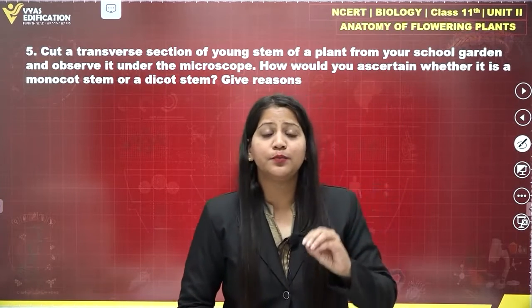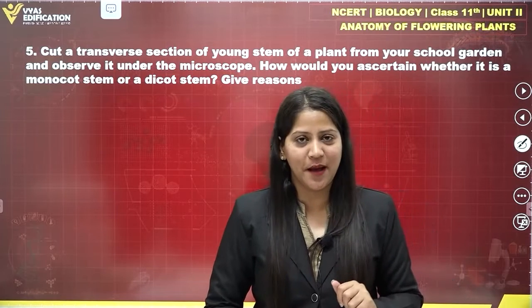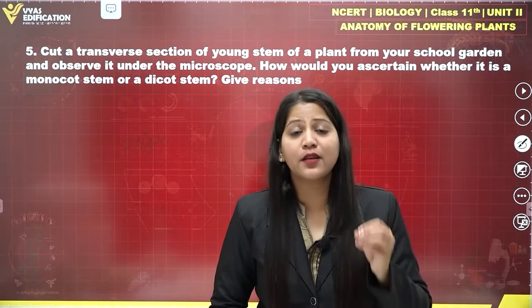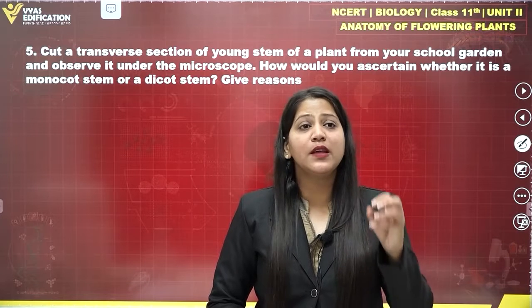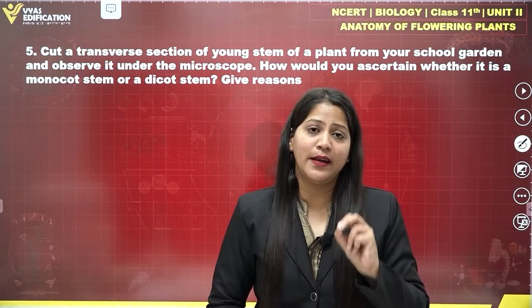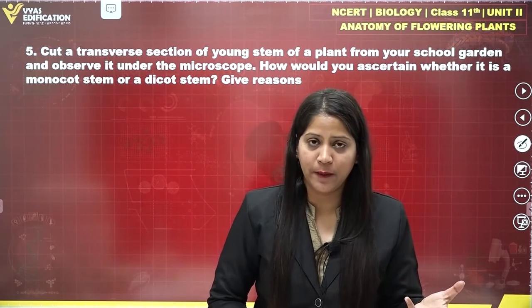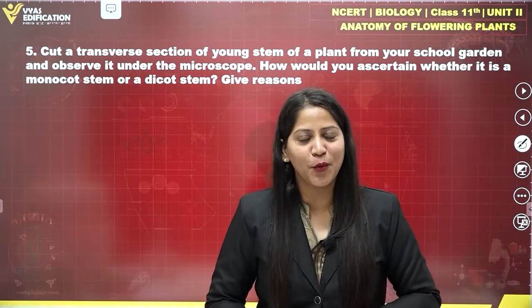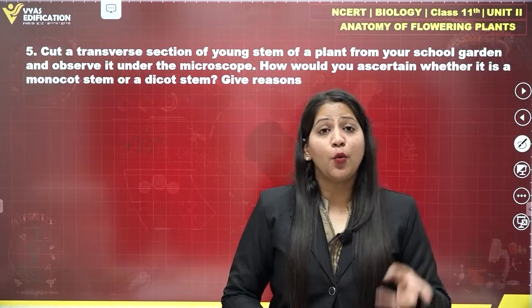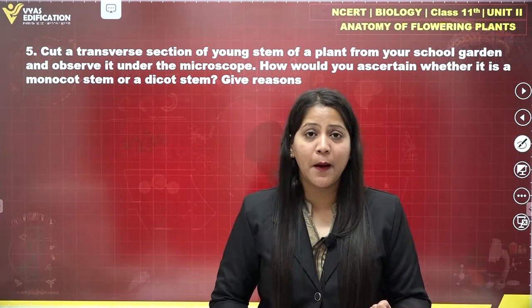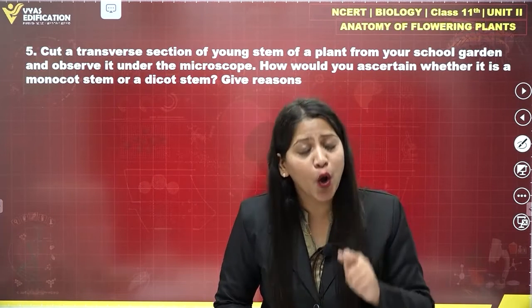Now, what are the characteristics of monocot stem? There is an extra layer known as hypodermis, which you will find in monocot stem only. This hypodermis layer is made up of sclerenchyma cells. The vascular bundles in monocot stems are conjoint and closed. That means there is no secondary growth in monocot stems.